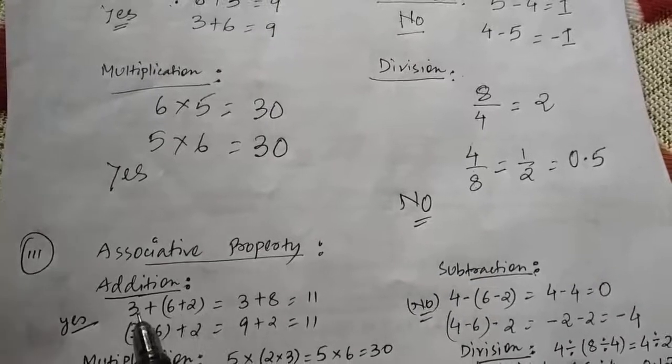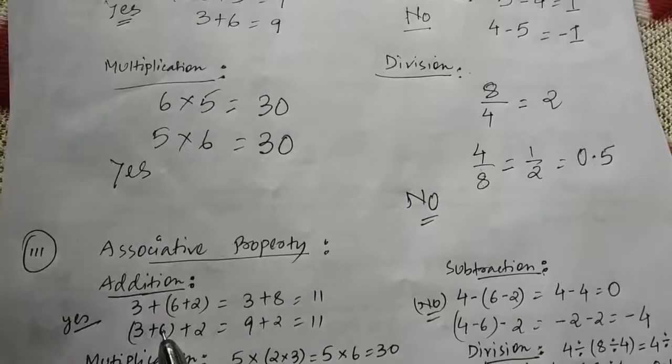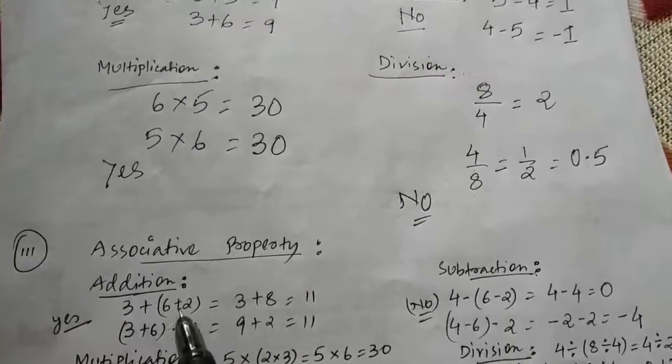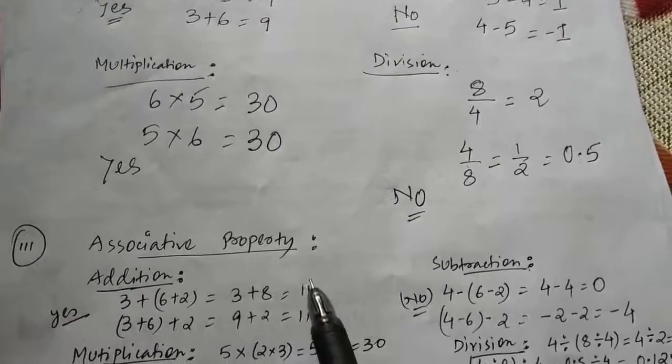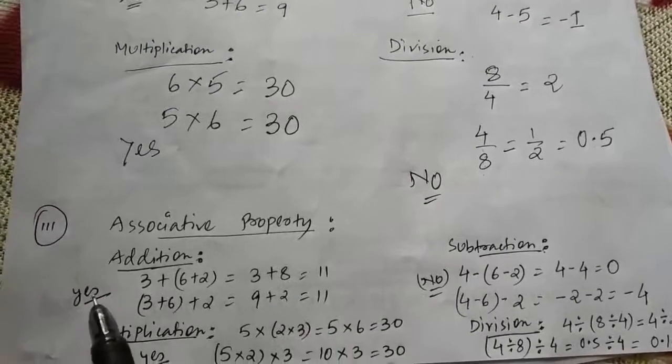Now I will interchange the order of addition, that is first I will add 3 and 6. So 6 plus 3, I have taken 9. Then I will add 2. So I got the same answer. So for addition, the associative property is true.